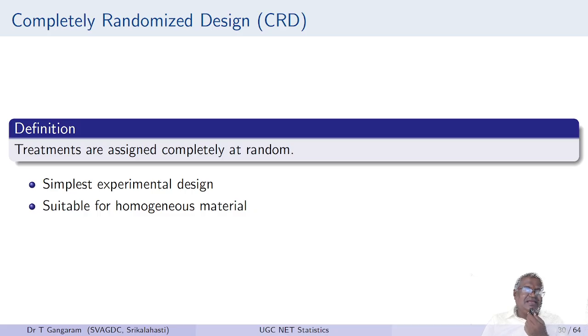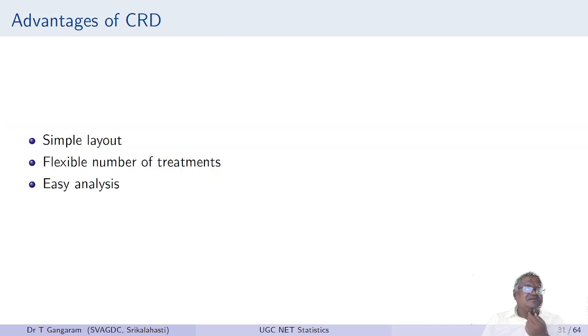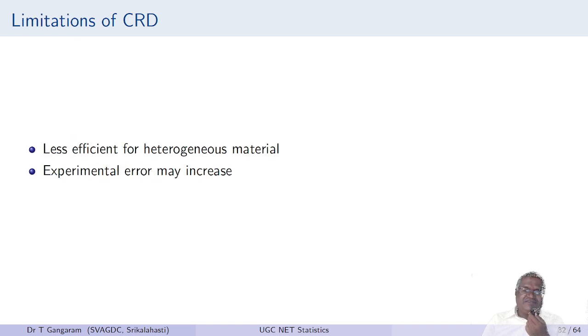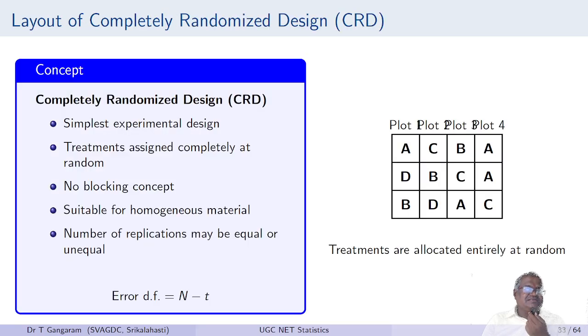Let us summarize the CRD: simplest, suitable for homogeneous material. Simple layout, flexible number of treatments, easy analysis, less efficient for heterogeneous material. Experimental error may increase. Treatments are assigned completely at random, no blocking concept, suitable for homogeneous material. Number of replications may be equal or unequal. The error degrees of freedom is equal to n minus t. Treatments are allocated entirely at random.